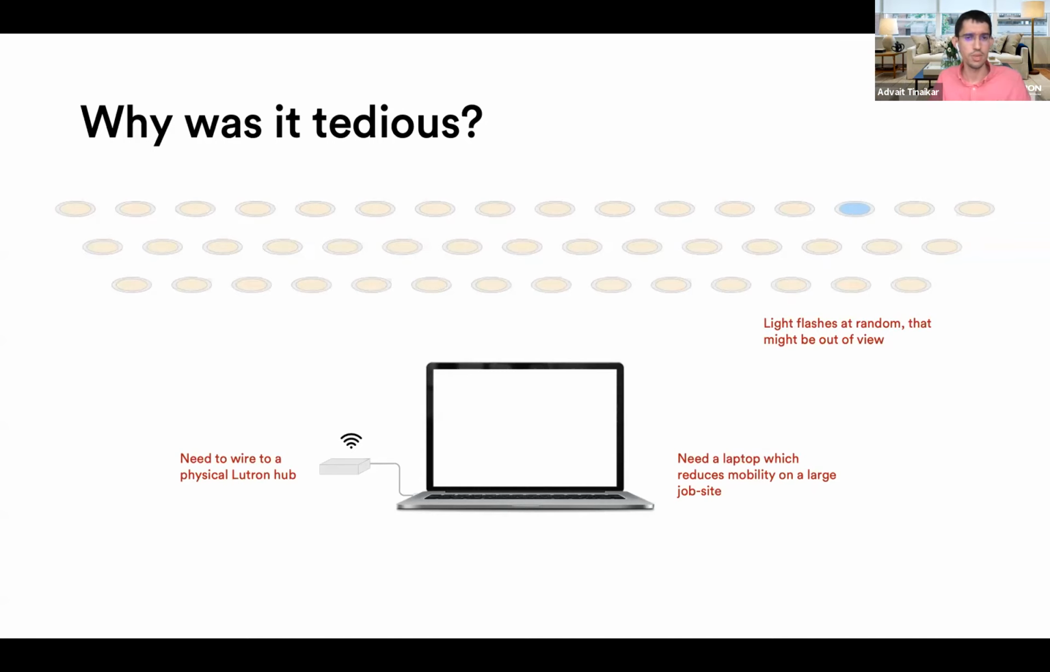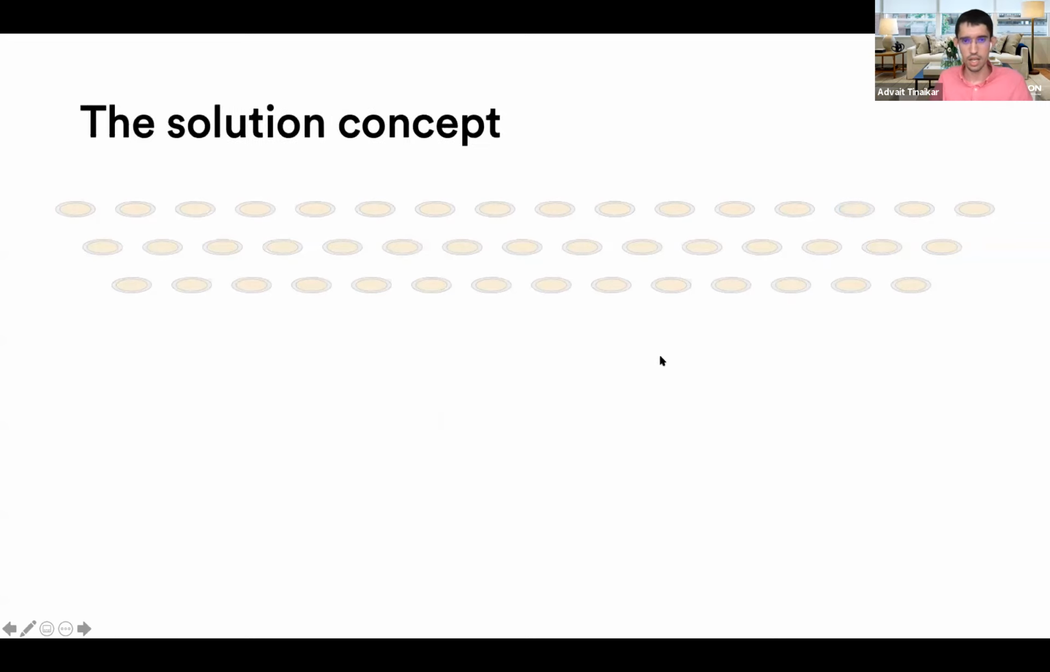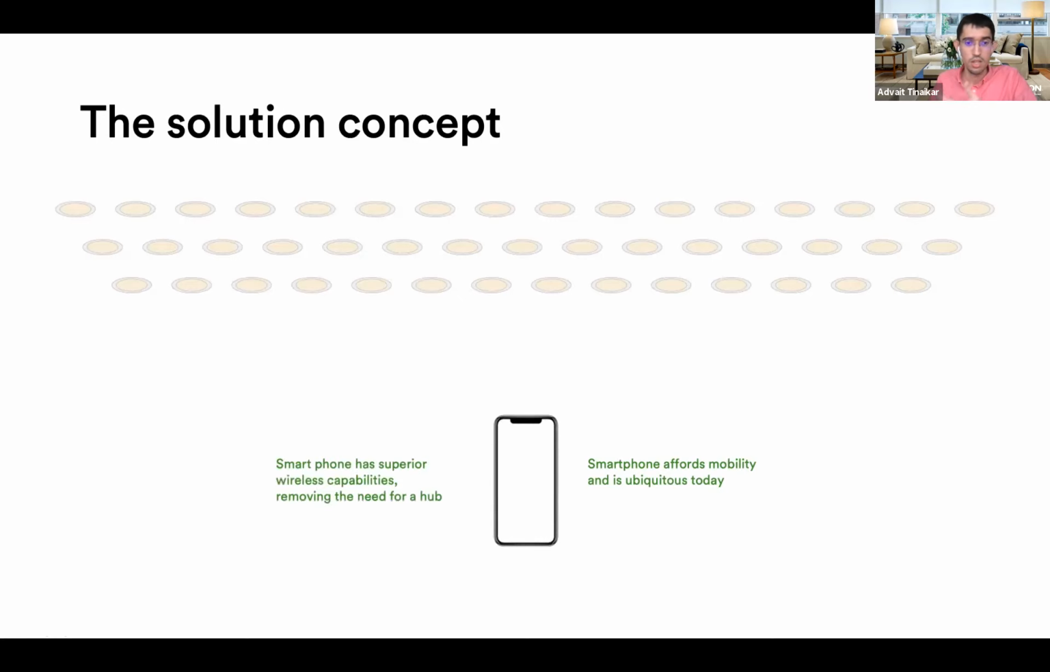So we did a bit of conceptual brainstorming, which I won't go through right now. But the concept that the engineering team and the UX team settled on was a mobile-first approach, right? Using a smartphone, which affords mobility and is available to everyone. A smartphone has superior wireless capabilities, so you don't really need a hub. But most importantly, it can connect directly to the lights, so it can detect nearby lights. If you walk into the living room, it can find only the lights within, say, a 2 or 3 meter range of where you are. So you're not walking around, which, especially with 100 or 200 lights on a massive floor, can be very cumbersome.